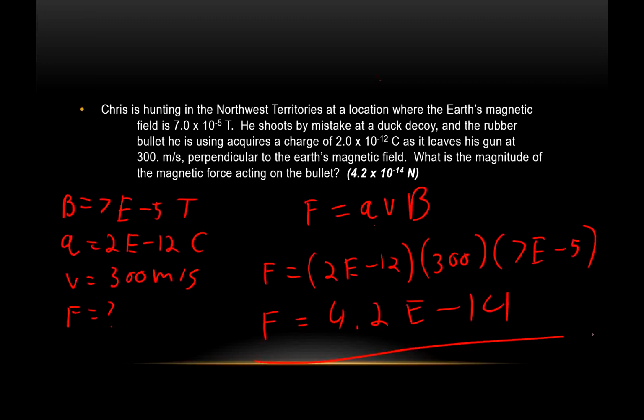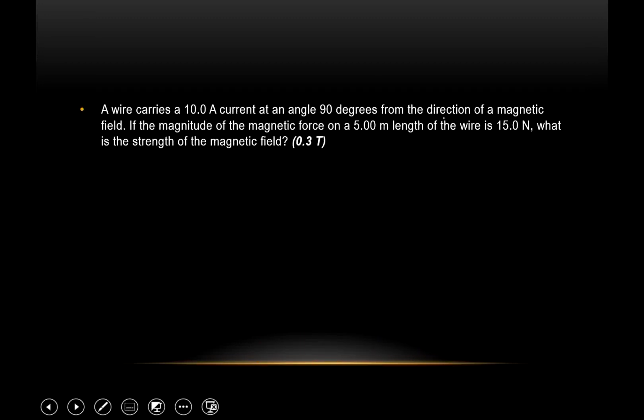These are very straightforward. Let's do one more, another type. We have a wire carrying 10 amps at 90 degrees from the direction of the magnetic field. I'm going to stop right there. It's telling us the angle is 90 degrees. We are not going to really worry about the angle. We're not going to give you magnetic fields or wires going through magnetic fields at weird angles, where you need to find the components. Every wire will be 90 degrees. So we don't have to worry about it. If it tells us a degree, do not worry about it.